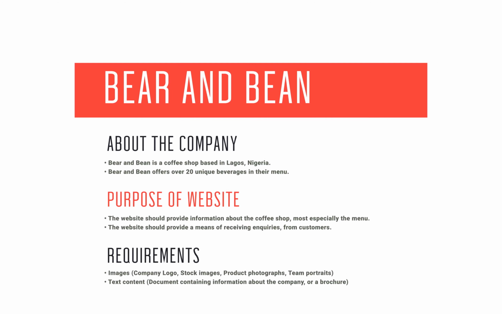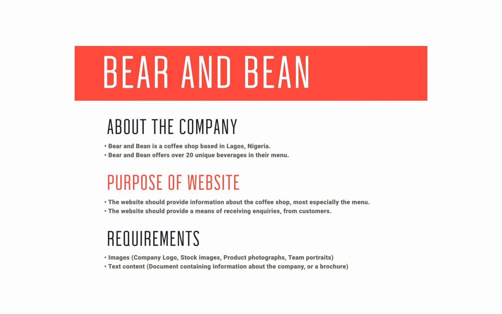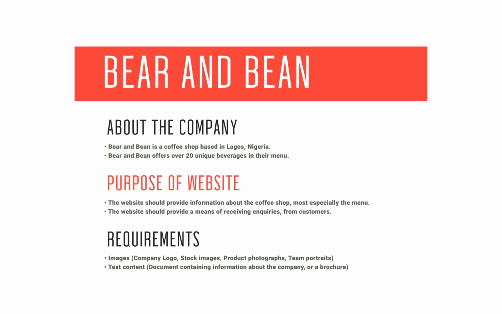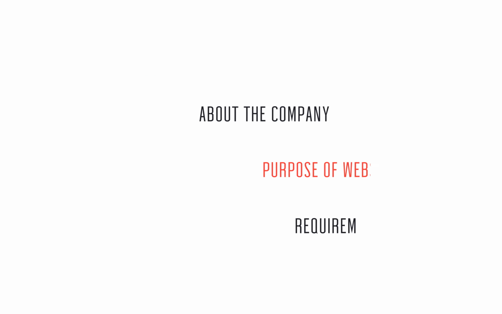We are going to be creating a website for a fictitious coffee shop called Bear and Bean, based in Lagos, Nigeria. The website will give information about the coffee shop, its founders, menu, and the contact details. It would also have a contact form for receiving inquiries. I have a Google document containing the website content, and I've saved all the images we're going to be using for the website in a folder on my desktop.